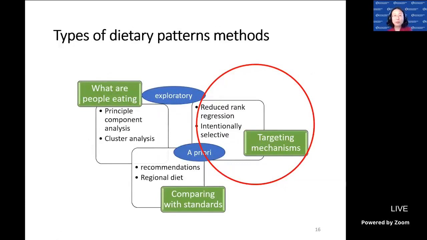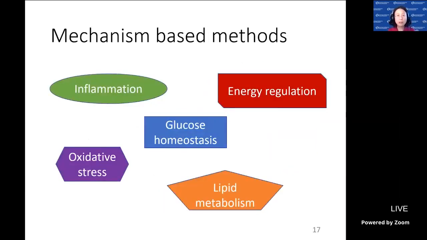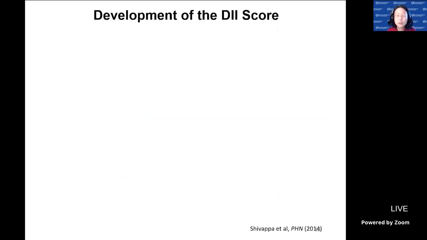All right. And finally, I want to talk about the methods that are targeted towards mechanism. In terms of mechanism and biological pathways, it can be any biological pathways that you're interested in. Some people might be interested in inflammatory pathways, glucose homeostasis, or any other type of mechanism. And the goal is to try to find a combination of foods that actually have influence on those mechanisms, usually using biological markers as a way to represent the mechanism, and then see whether dietary patterns of food combinations will eventually be associated with actual disease endpoints.